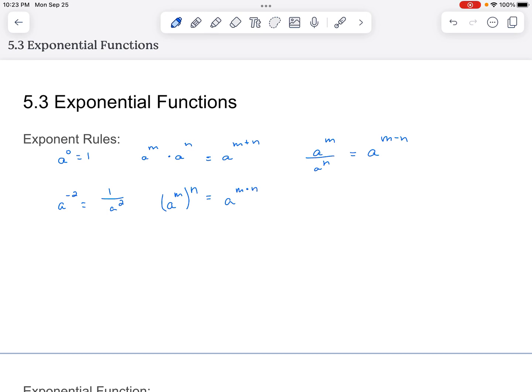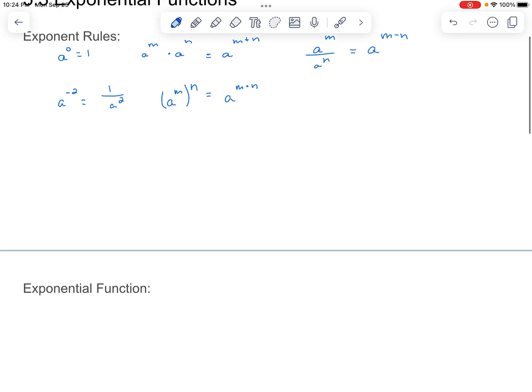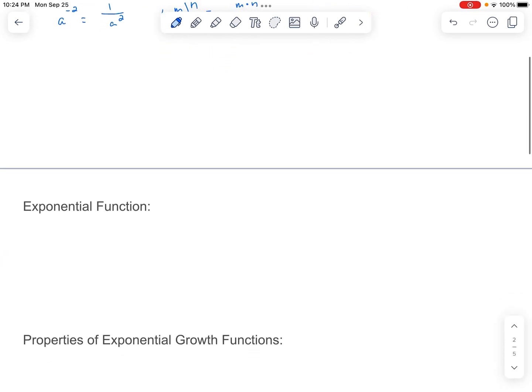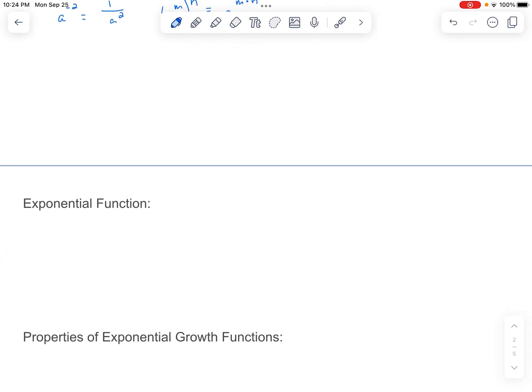These are your exponent rules, and the reason why we're going through this is because we want you to understand these rules when we get to solving exponentials and talking about logarithms a little bit further in depth. So just like I said, just wanted to touch base, make sure we're fresh on that. So now let's talk about an actual exponential function.